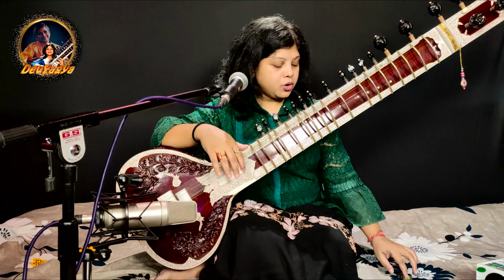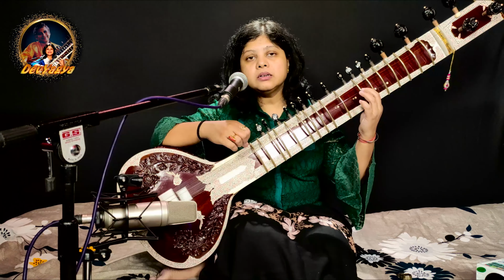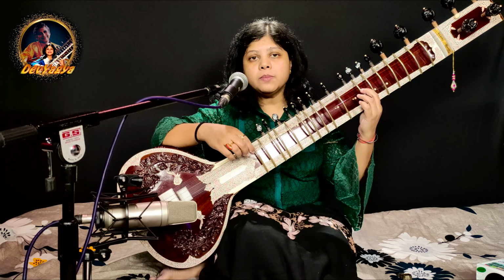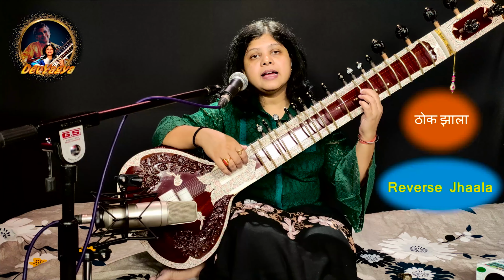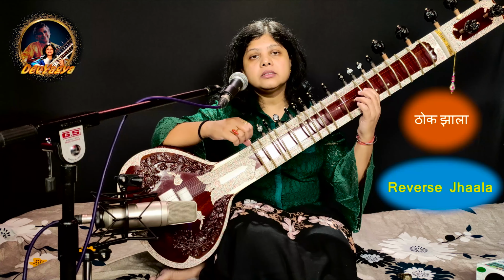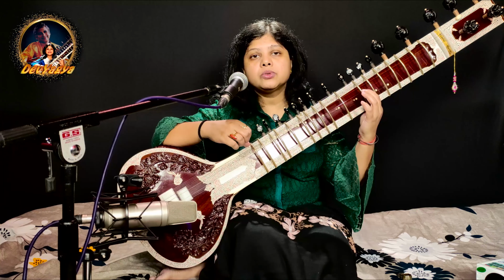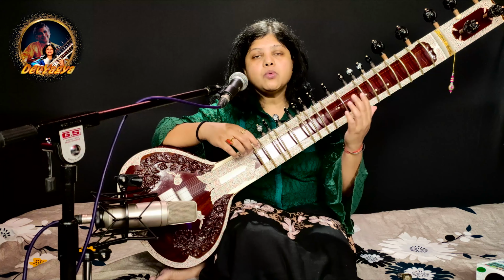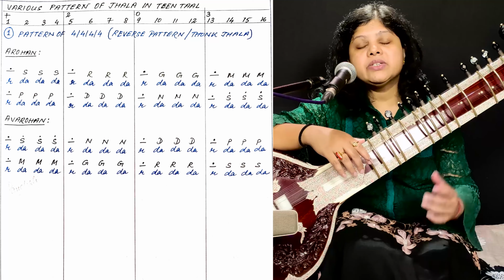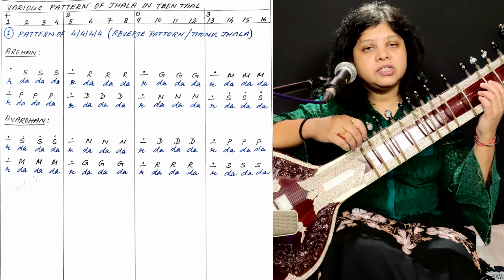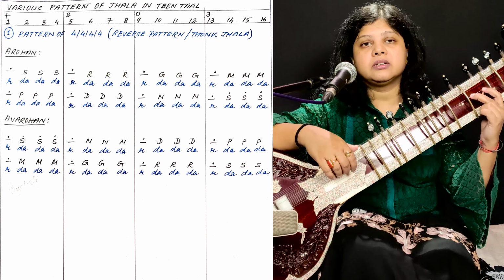So, what was the previous 4/4 division you did? 1, 2, 3, 4, means we are counting 1 the notation and 2, 3, 4 the chikari string, the jhala string. Now what we will do? We will reverse the pattern. Means we will count 1 the jhala chikari and 3 strokes the notation.